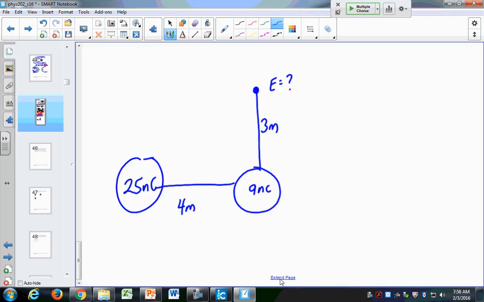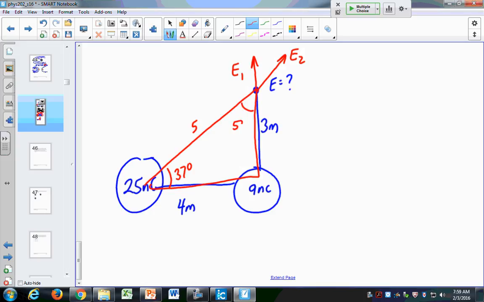All right. First of all, I want to draw my vectors. I say that the 9 nanocoulomb electric field is here. I'll call this E1, and the other electric field is in this direction. I'll call that E2. The next thing you want to do is figure out the angles. You need to recognize that this is a right triangle. It's a special right triangle, a 3, 4, 5. So this angle is 37 degrees. This angle is 53 degrees.